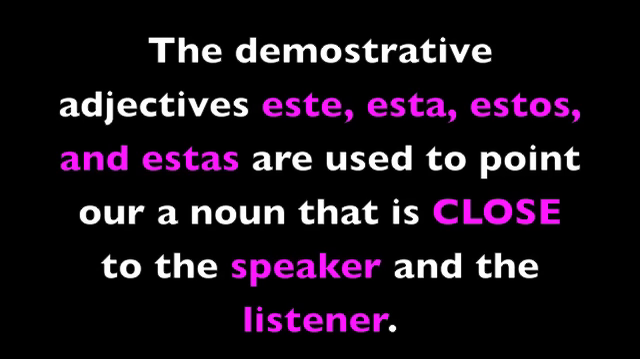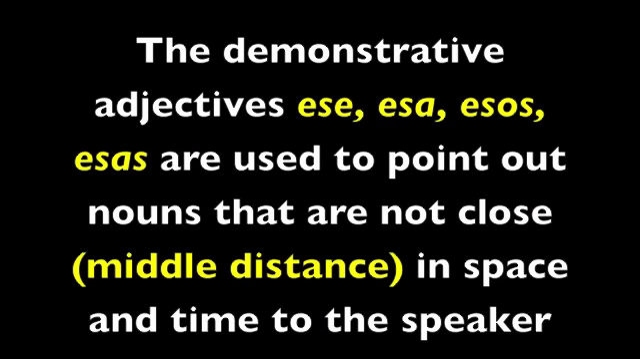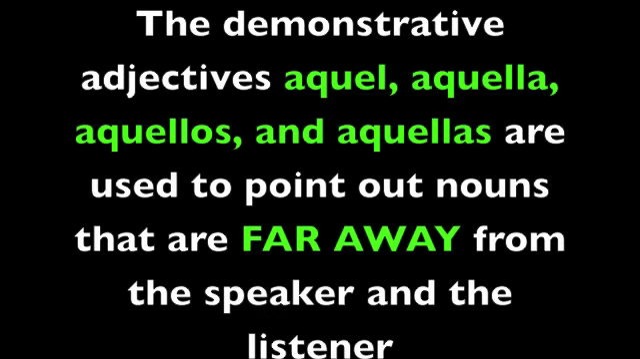Let's talk about how to use demonstrative adjectives. Well, the demonstrative adjectives este, esta, and estos are used to point out a noun that is close to the speaker and the listener. Now, this may not make sense now, but just hang in there. I'll give you some examples. The demonstrative adjectives ese, esa, esos, esas are used to point out nouns that are not close, that are kind of middle distance in space and time to the speaker. Now, don't panic. I'm going to show you an example. Now, the demonstrative adjectives aquel, aquella, aquellos, and aquellas are used to point out nouns that are far away from the speaker and the listener.